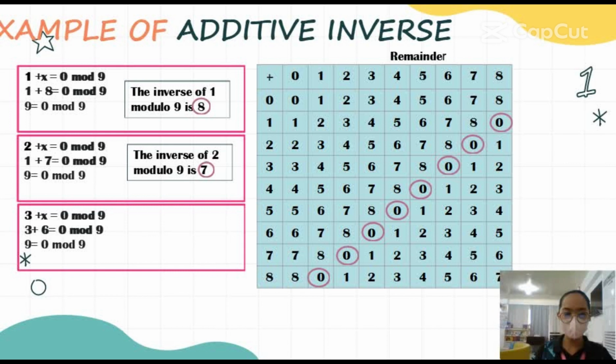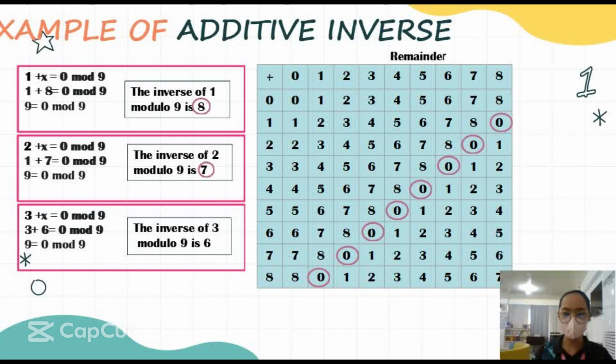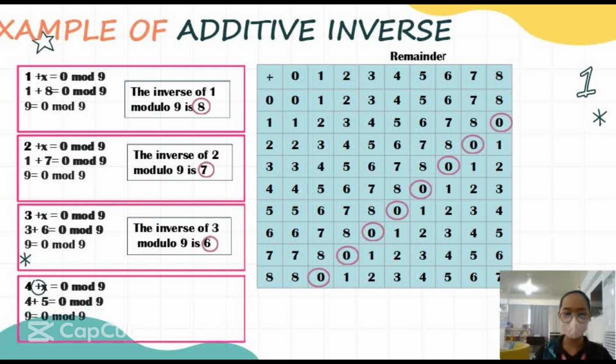Okay, so now we go to 3 plus x equals 0 mod 9. In the table, in the row for 3, the value of x is 6, because 3 plus 6, then divide by 9, the remainder is 0. Therefore, the inverse of 3 modulo 9 is 6.